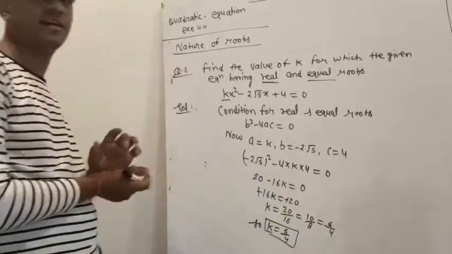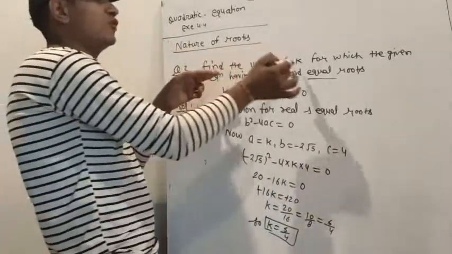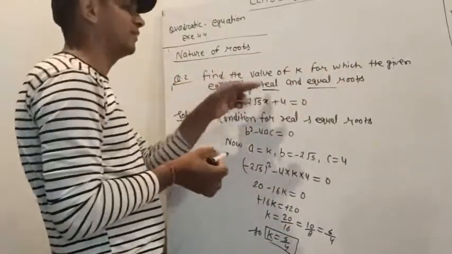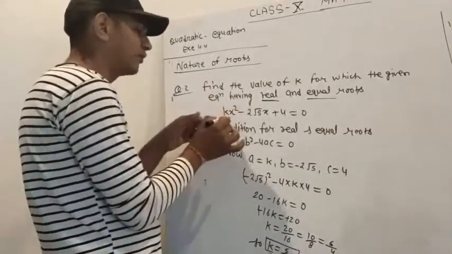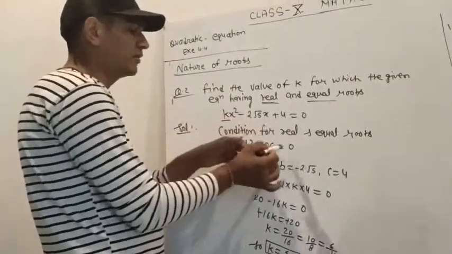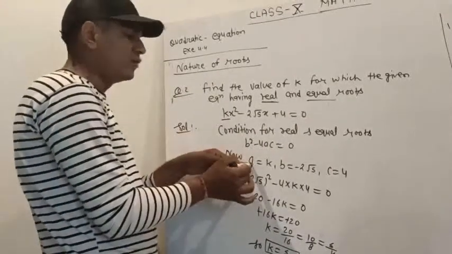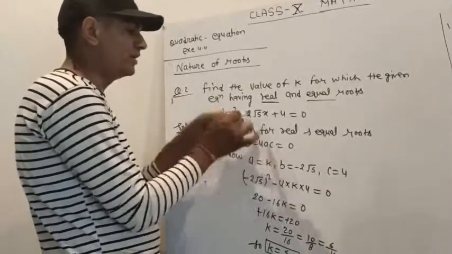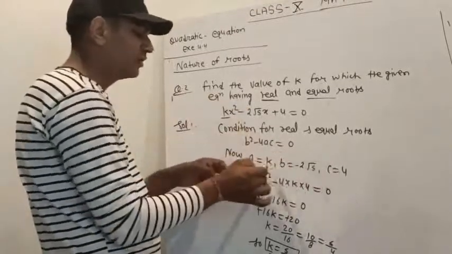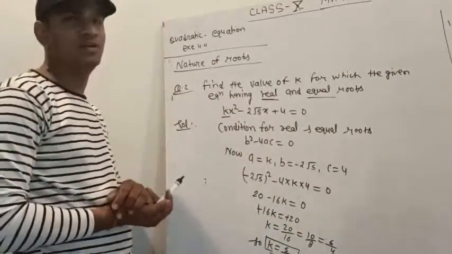So understand the second type of question: find the value of k for which the given equation has real and equal roots. What is the condition for real and equal roots? b square minus 4ac equals 0. The value of a is k, the value of b is minus 2 root 5, and c is 4. You have to substitute, then you will find the value of k.